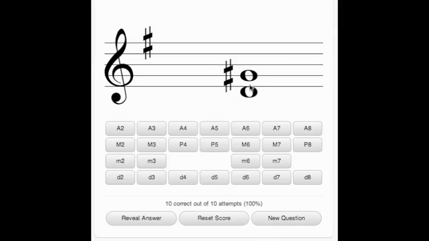So what we've got here actually is what looks like a perfect fourth if it was just D to G, but it's been made larger by one semitone. So a perfect interval made larger by one semitone. We're just going to click on augmented fourth here and see that we're right.